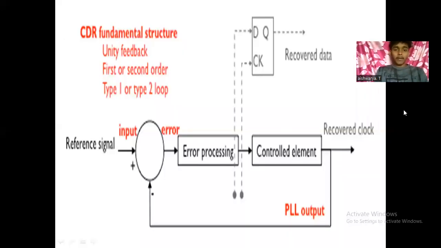I've given the PLL output of this reference signal and CDR fundamental structure. This is the CDR fundamental structure: unity feedback, first order or second order, type one or type two loop. Here we can see the input, error and output of the PLL, and the recovered clock, recovered data and recovered reference signal in this slide. Here we have the input and output of this fundamental structure of the CDR.